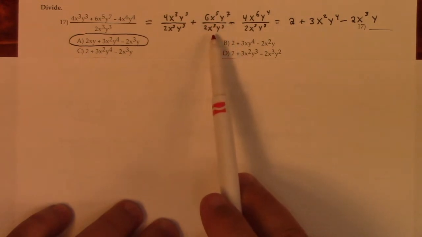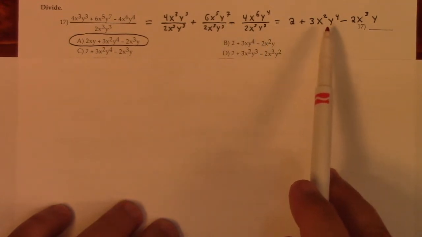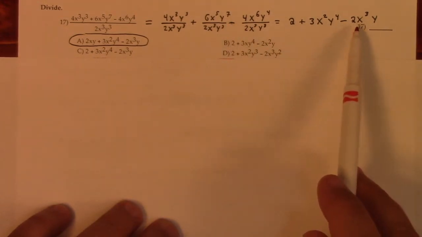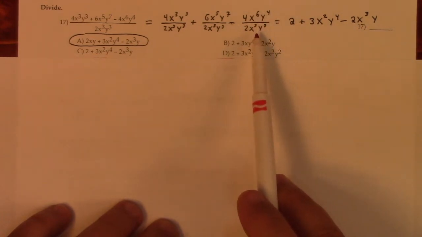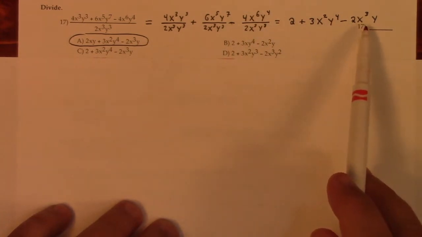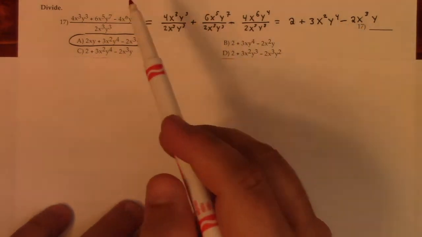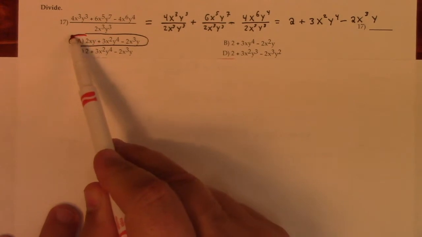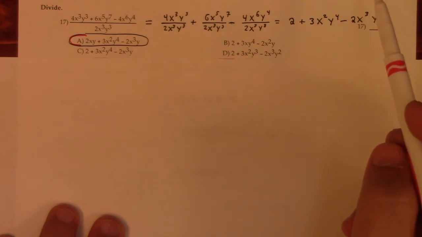X to the 5th over x cubed is x squared. Y to the 7th over y cubed is y to the 4th. 4 over 2 is 2, there's a minus, right? X to the 6th over x cubed is x cubed. Y to the 4th over y to the 3rd is just y. And so I looked at it and I said, aha, well this is the answer right here. Wait a minute. No, that's not the answer. I'm supposed to have just 2.